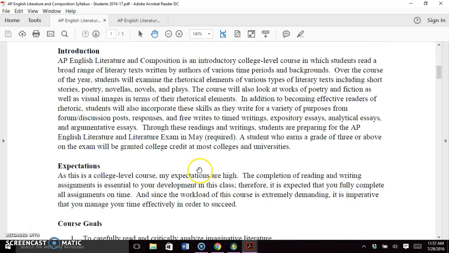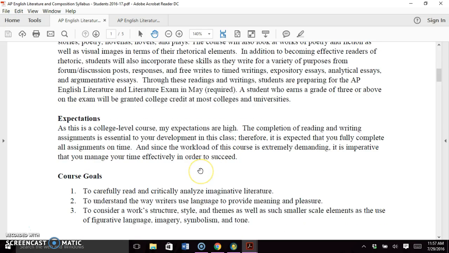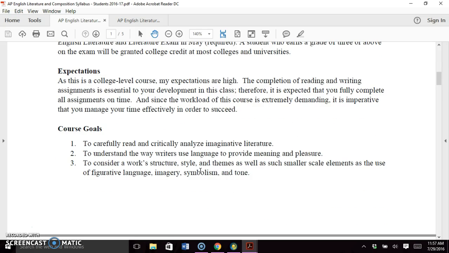Okay, so expectations. This is a college level class. I do have high expectations. 48% of the class last year passed both language and literature. So I have high expectations to continue that and keep it going.